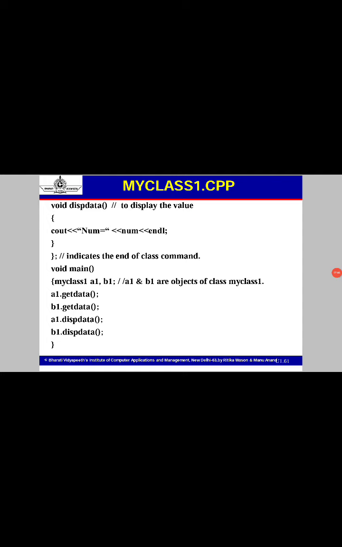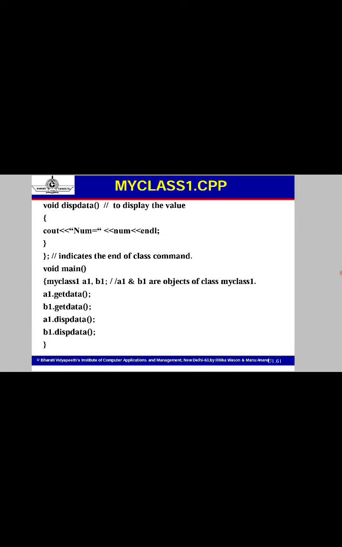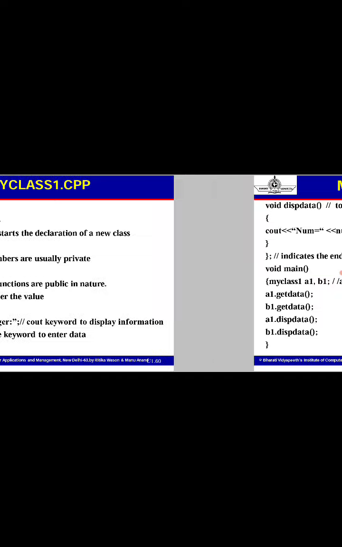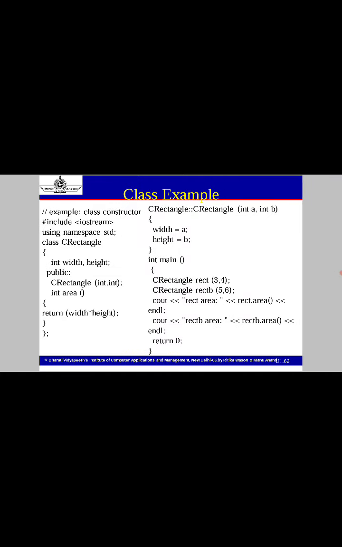and here we are using the different member functions of that class. A1.getdata and B1.getdata, and again A1.displaydata and B1.displaydata. So this is the simple sample program using classes, objects, methods. This is another example of a class example.